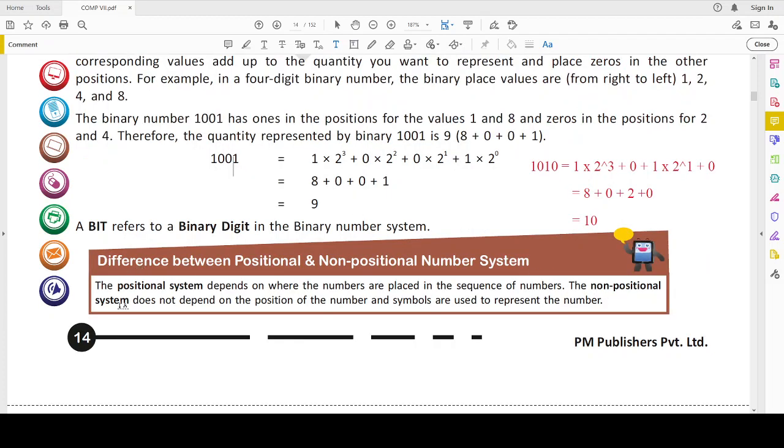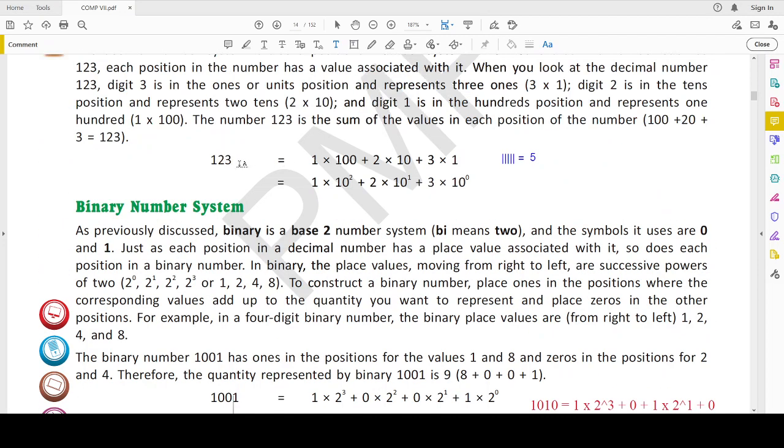So a non-positional number system does not depend on the position of the digit in the representation; the symbols are used to represent the number. But in a positional number system, it depends on where the digits are placed in the sequence. So if 3 is placed in the hundreds place, it will be different from 3 placed in the ones place. Like in the number 123 you have seen, if 3 is placed over here and 1 is placed over here, the representation will be different.